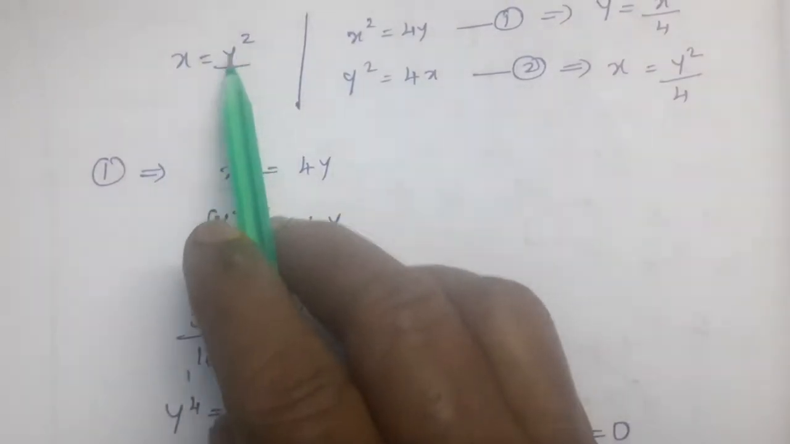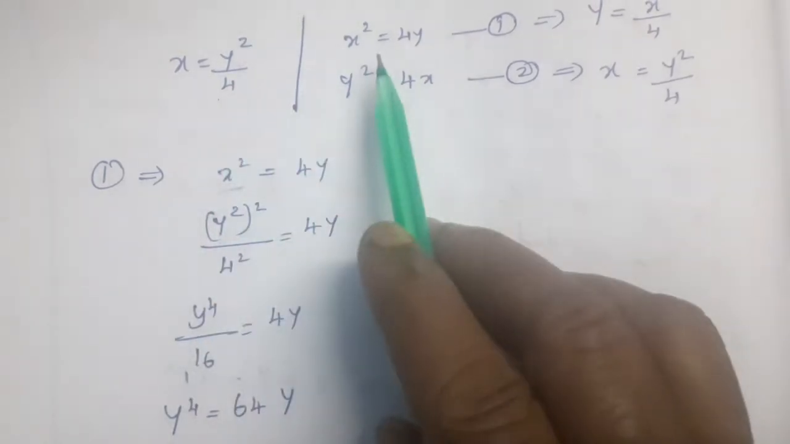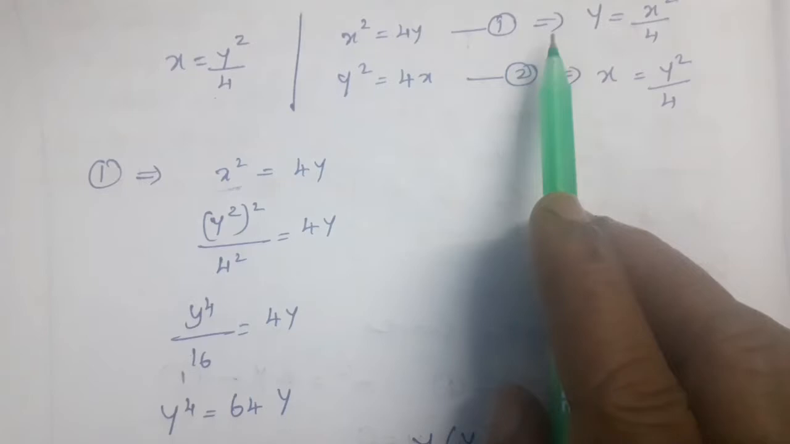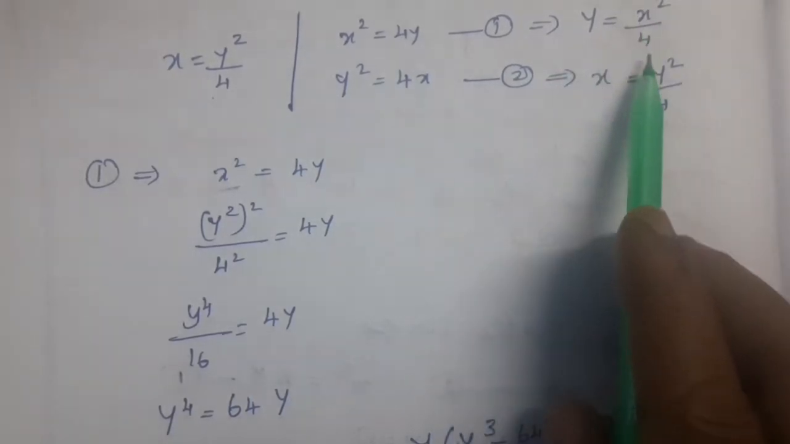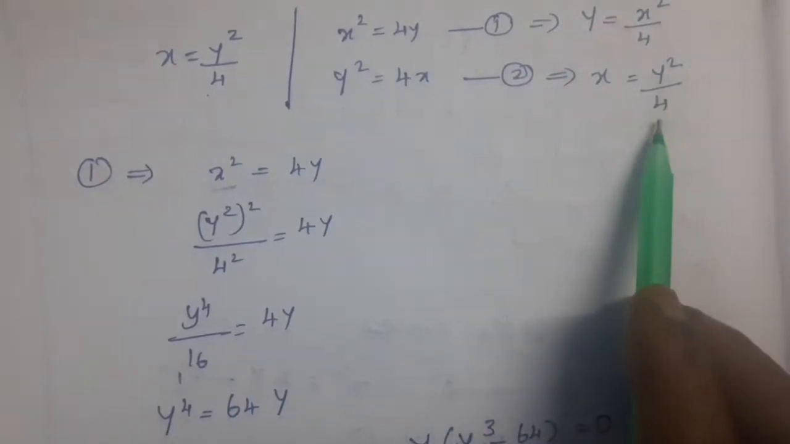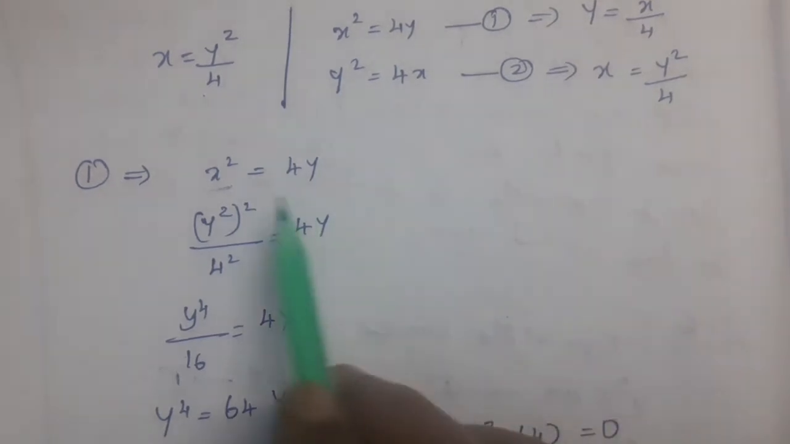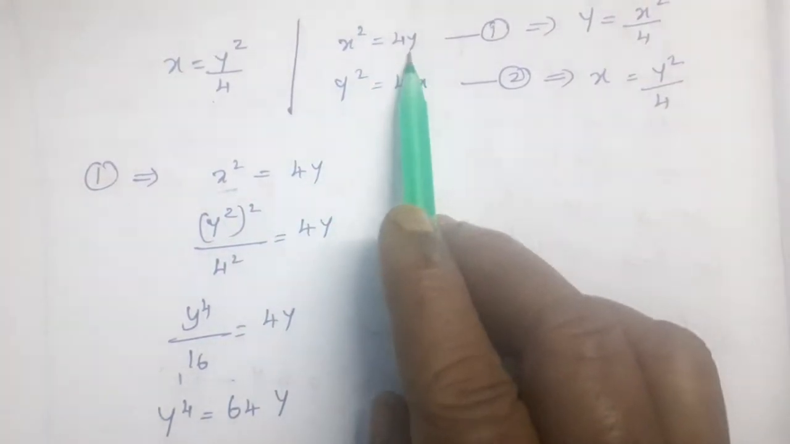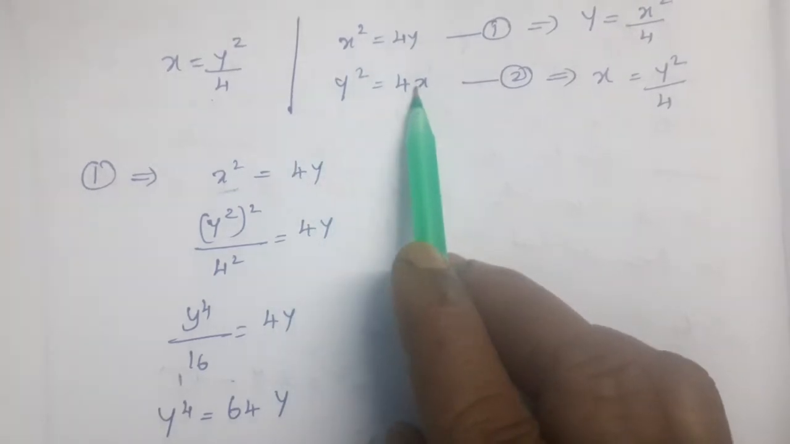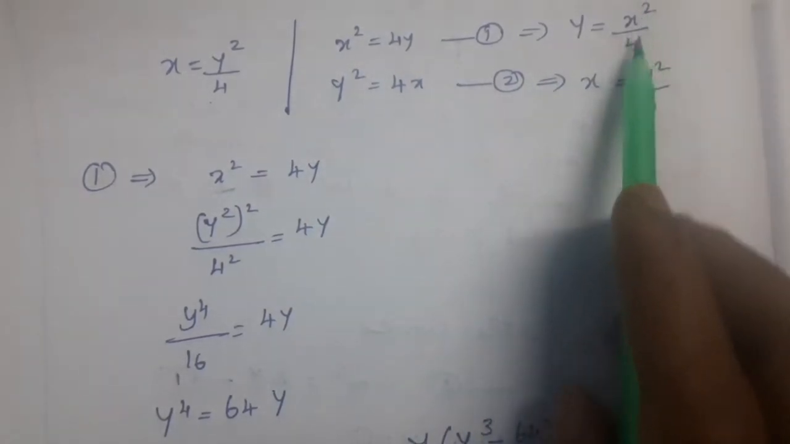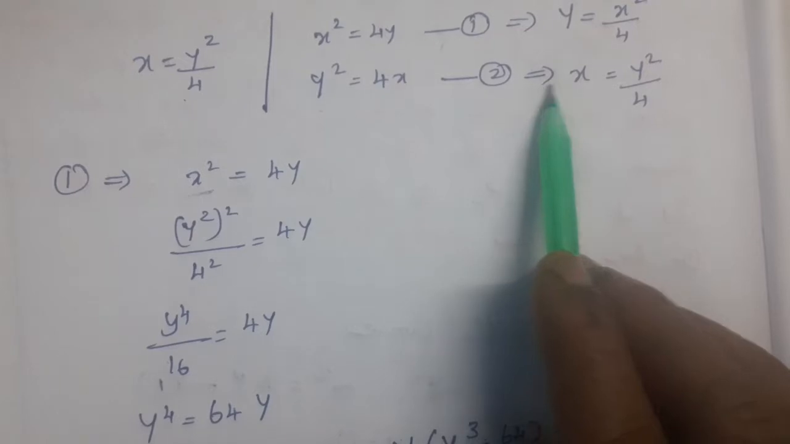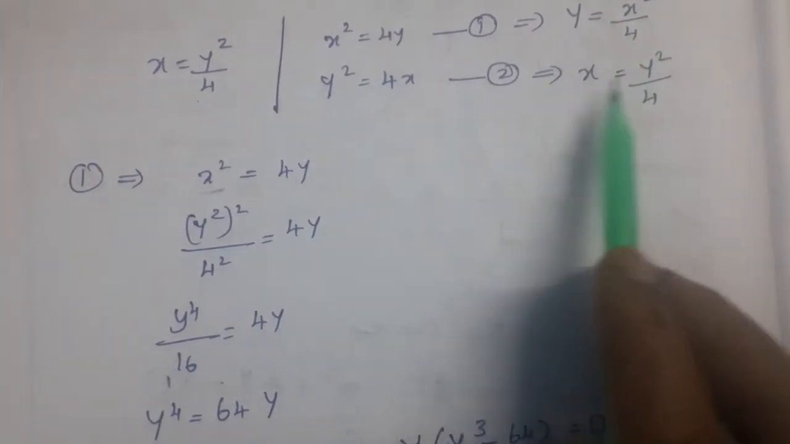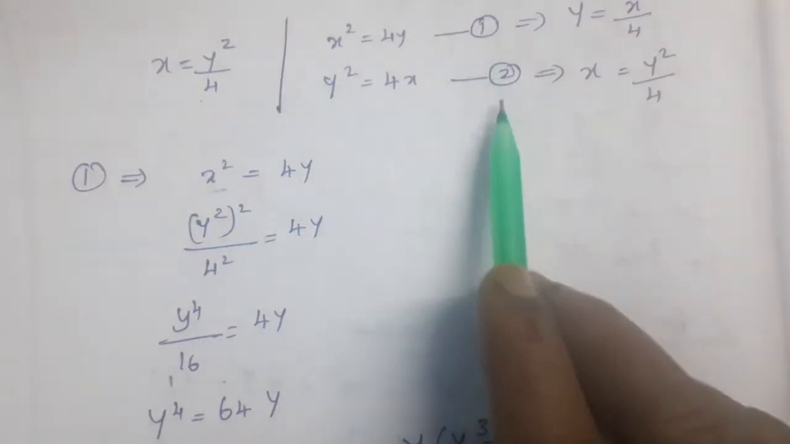Now, x is equal to y square by 4 is the first equation. What are the two curves? x square equal to 4y and y square equal to 4x. We rewrite them as y equal to x square by 4 and x is equal to y square by 4. This is the first equation, and this is the second equation.